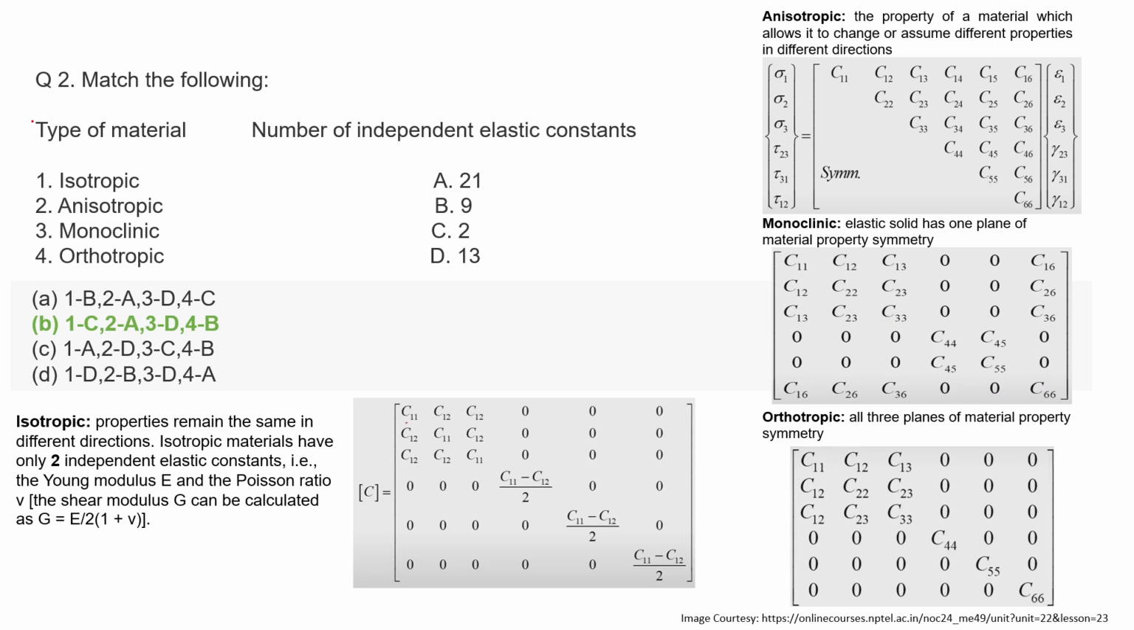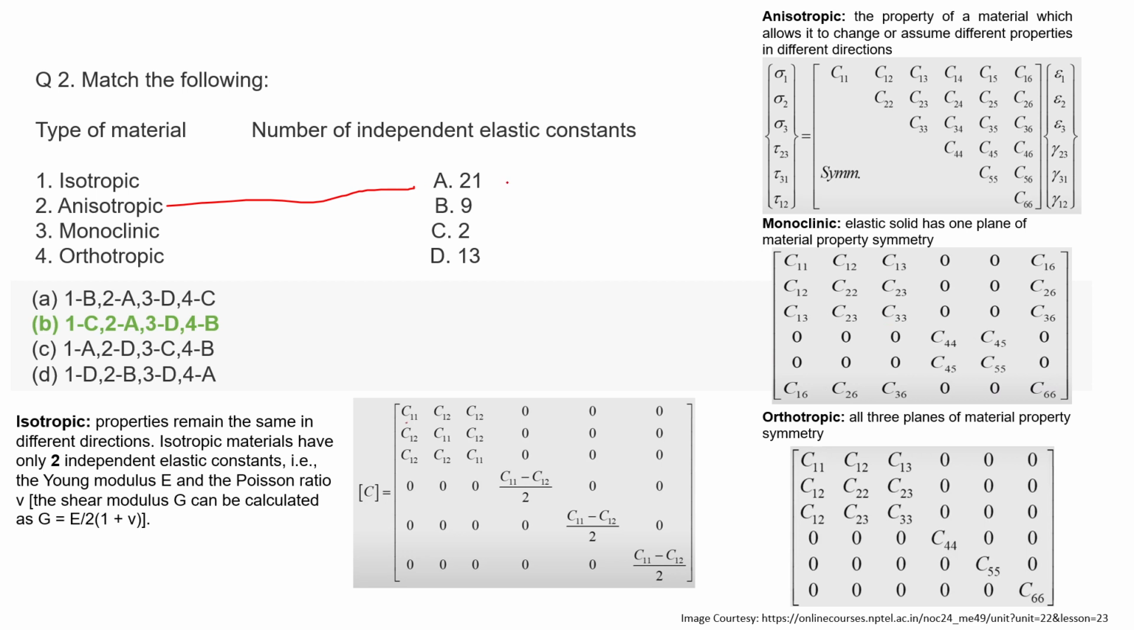Now this number, 21 independent constants, this matrix shows us the matrix of an anisotropic system. So anisotropic is when the properties of the material are different in all the directions. So for that, the number of independent elastic constants will be 21, option A.